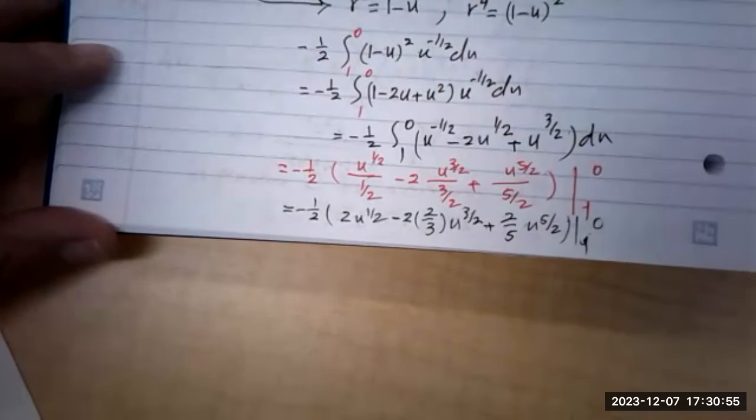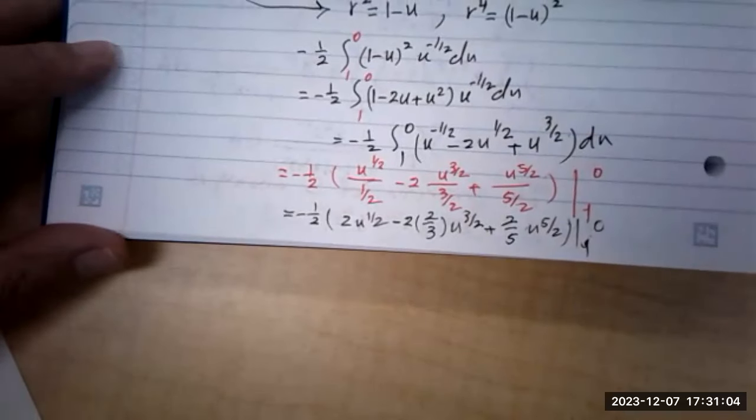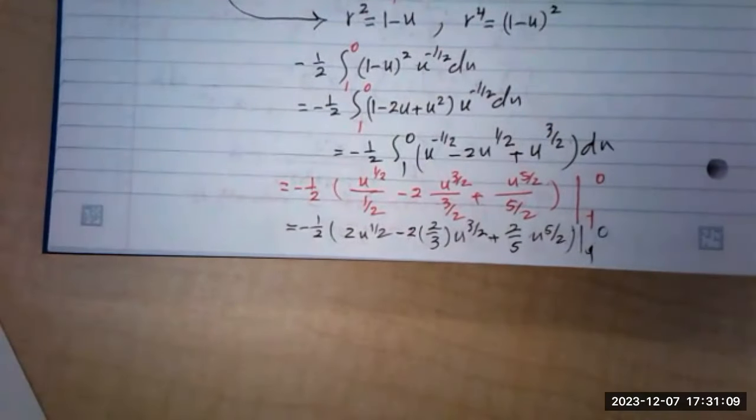You should check the chat, Professor. What's the question? Should beta be only going to pi? No. Honestly, no. It is still a full circle. It doesn't matter. In that case, theta would be between 0 and 2 pi.